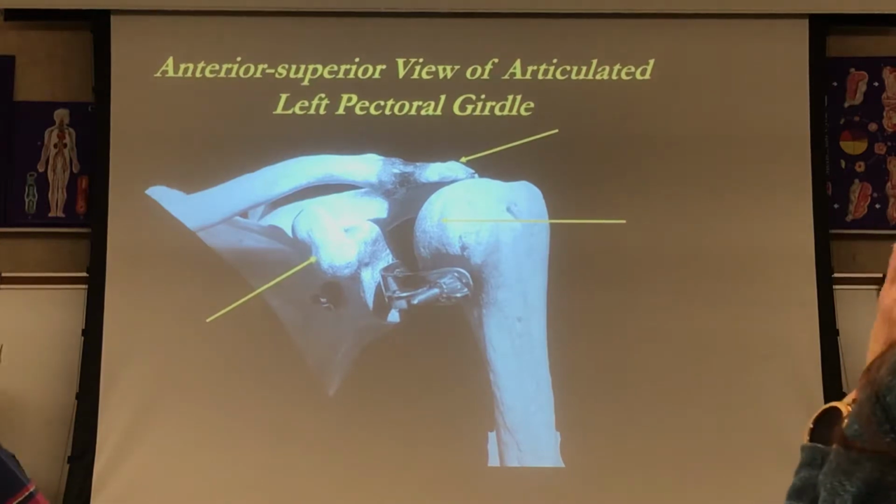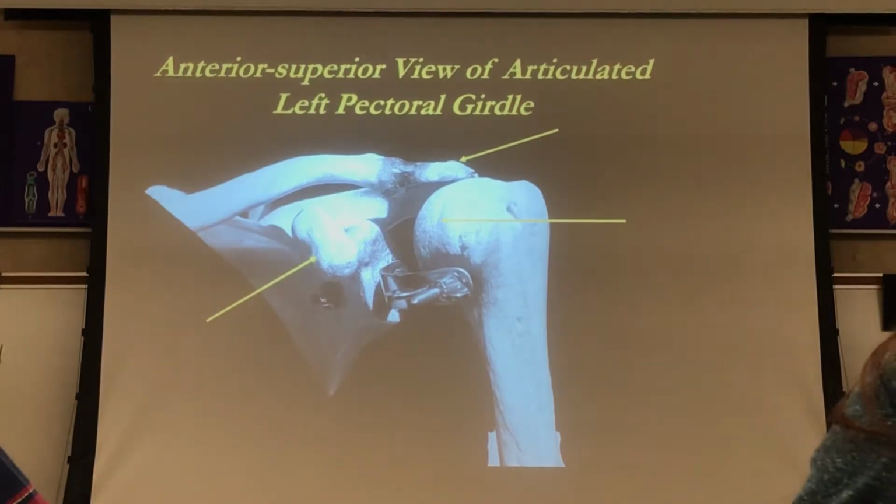This is from an anterior superior view, looking down on the shoulder joint. That's what was actually taken from this guy. Looking down on the shoulder, but from the anterior side, that's why the coracoid process is staring right at you, because it's still anterior. Here's the head of the humerus.